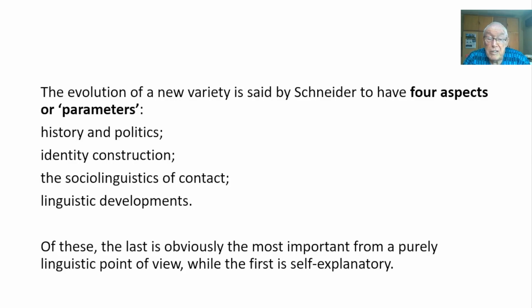The evolution of a new variety is said by Schneider to have four aspects or parameters: history and politics, identity construction, the sociolinguistics of contact, and linguistic developments. Of these, the last is obviously the most important from a purely linguistic point of view, while the first is self-explanatory.